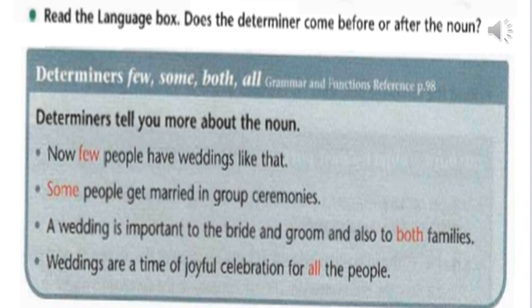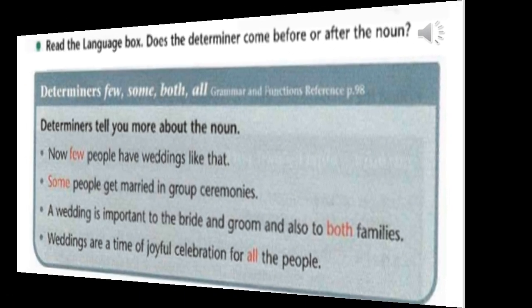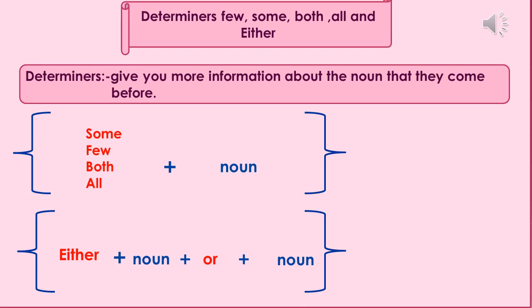Read the language books and try to answer the question. Does the determiner come before or after the noun? Here I'm going to explain what is determiners and how are we going to use determiners in a sentence. So what are determiners? Determiners are few, some, both, all, and either. So what do we mean by determiners? Determiners give you more information about the noun that they come before.